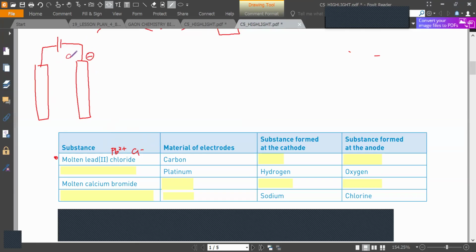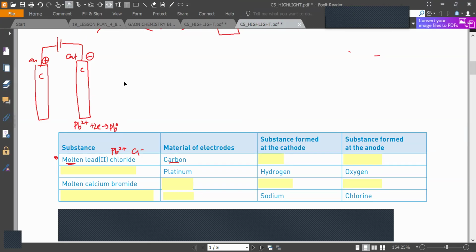Cathode, and here, anode. The lead is molten, so there is no water. The lead will be attracted to the cathode. Pb2+ plus 2 electrons forms the lead metal. This one is a carbon electrode, so no problem.